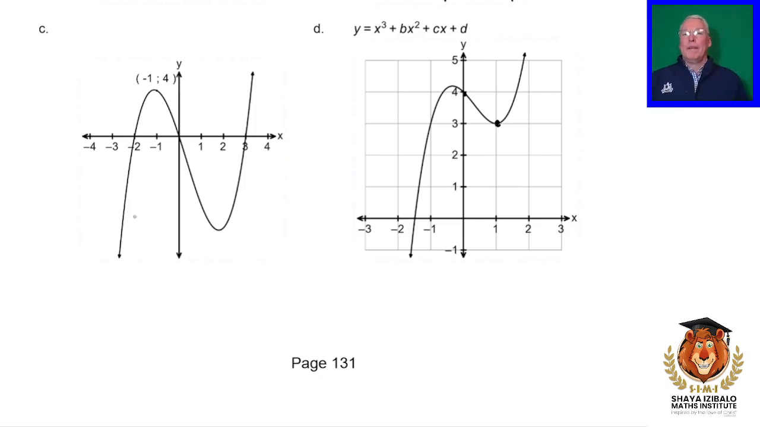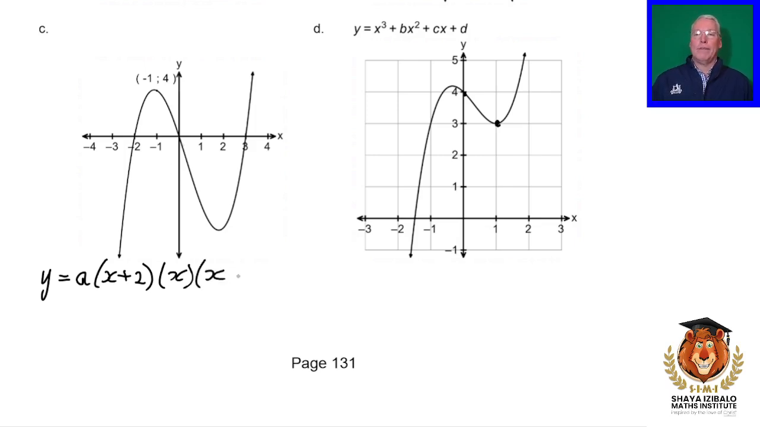Okay, so this first one is fairly straightforward because it actually factorizes into the form y equals a(x + 2), for the root of minus 2, (x - 0) or just x for that root, and (x - 3). But now we must sub in a point that lies on the graph. So we're going to substitute in (-1, 4).